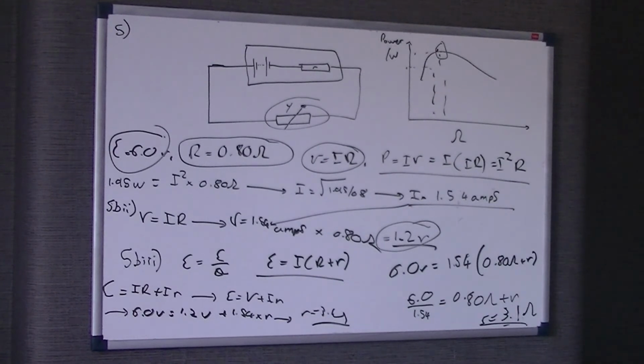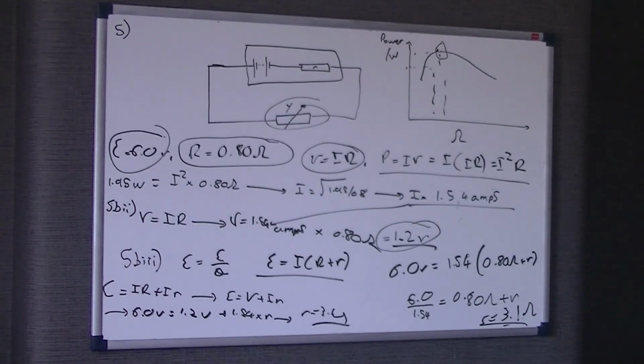Now 5C part 1, because it's only one 5C. The student repeats the experiment with a battery of the same EMF but negligible internal resistance. State and explain how you would expect the power dissipated in Y to vary as the resistance of Y is increased from 0.5 ohms to 6.5 ohms. Well, the power would just decrease as R increased, as there is no internal resistance.